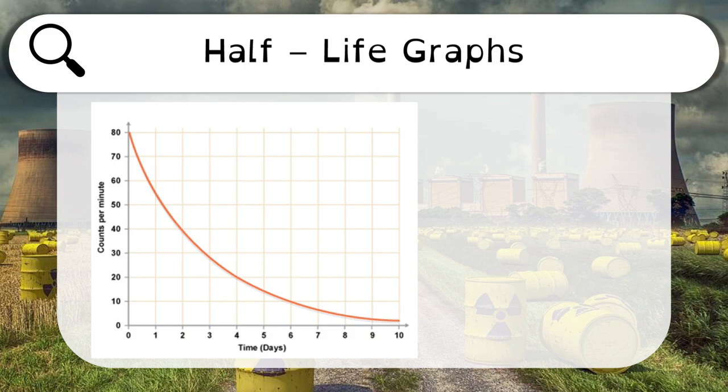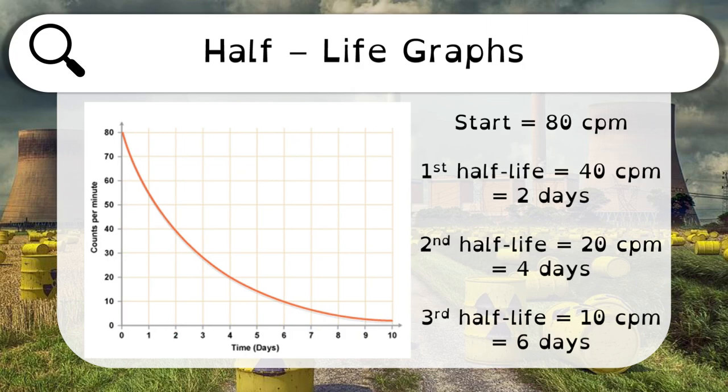It's the time it takes for the radioactive nuclei to halve in value. So if it starts at 80, we need to half that value, find 40, go across, and then down. So we'd use a pencil and a ruler to do this. So the half-life for this would be 2 days. But then it will carry on halving. So another 2 days later, it will halve again.